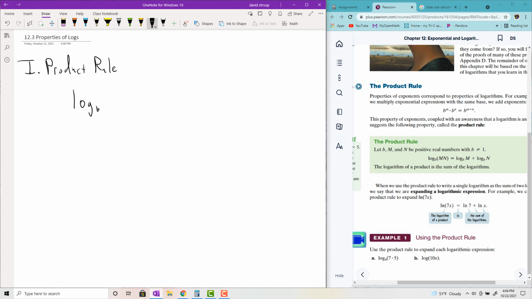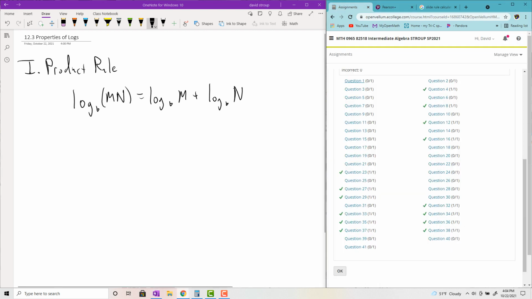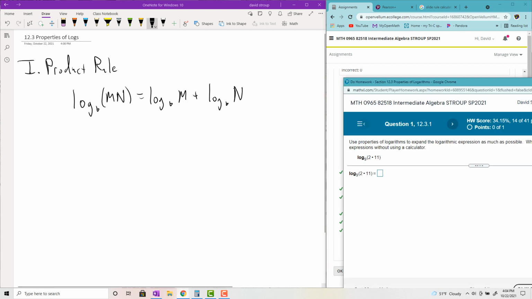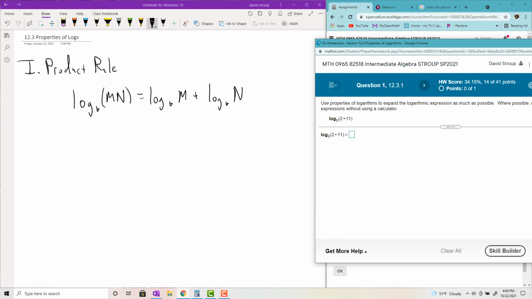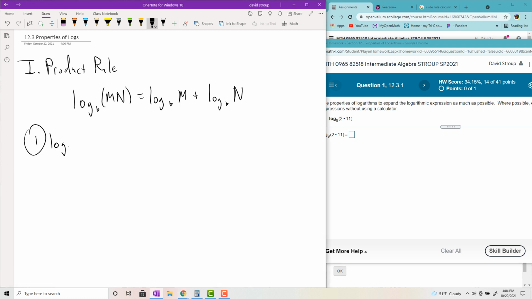So log base b of m times n is going to be log base b of m plus log base b of n. Okay, so it takes that multiplication and turns it into an addition. Okay, it's pretty simple. You just have to make sure that you apply it correctly. So let's take a look at some of these problems. Like number one, we have log base 9 of 2 times 11. So you could rewrite this as log base 9 of 2 plus log base 9 of 11.